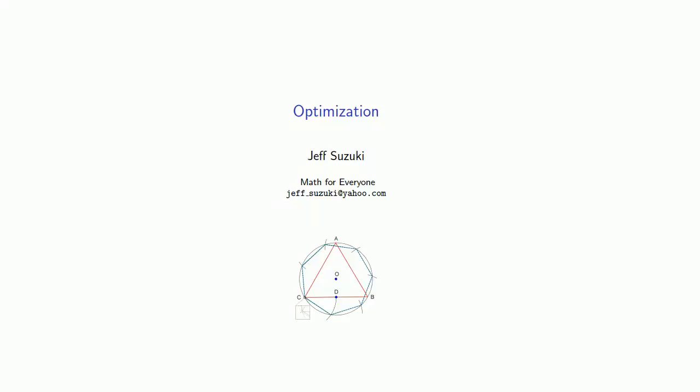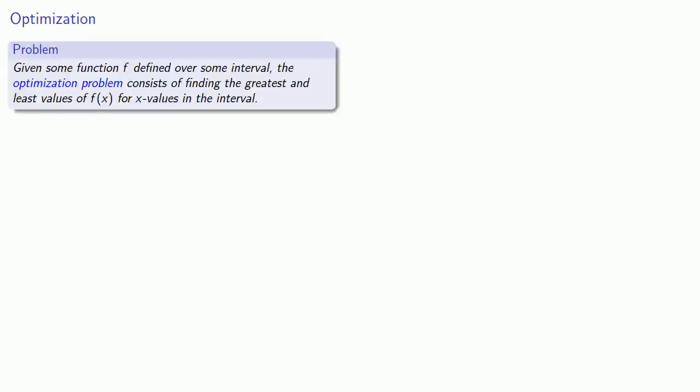Calculus began as a way to solve three problems, and one of those three problems is called the optimization problem. And this is the following. Given some function f defined over some interval, the optimization problem consists of finding the greatest and least values of f of x for x values in that interval.